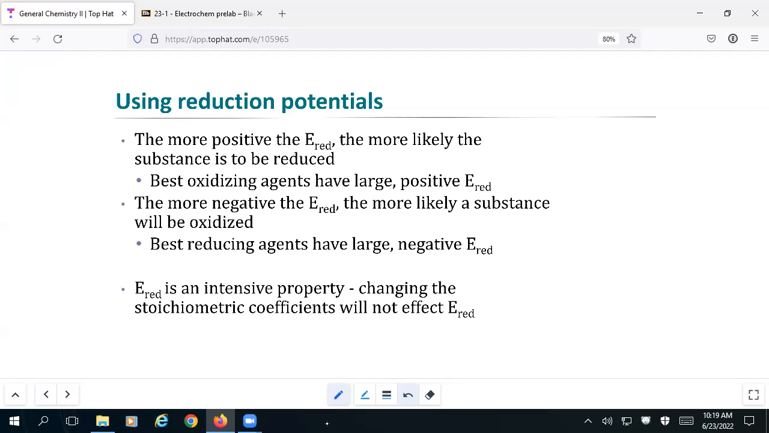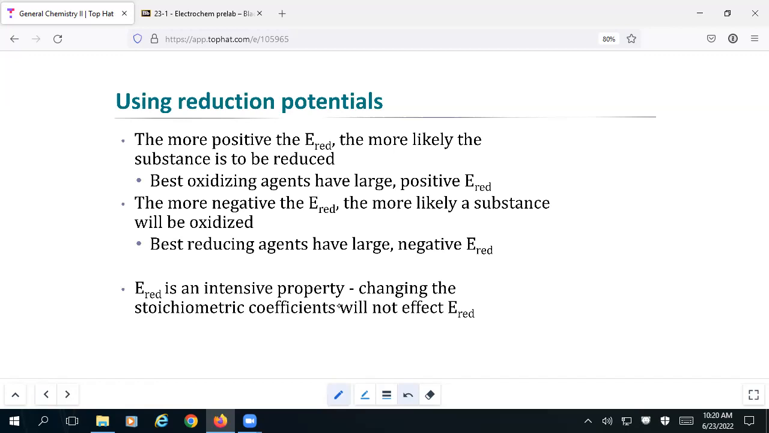Now, just a couple of more notes regarding reduction potentials and what's on those tables. We've mentioned this already. It's important to reiterate. When we have positive values of reduction potential, that indicates that we've got a substance that is more likely to be reduced than oxidized. The substances that are the best oxidizing agents are going to have large positive reduction potentials.